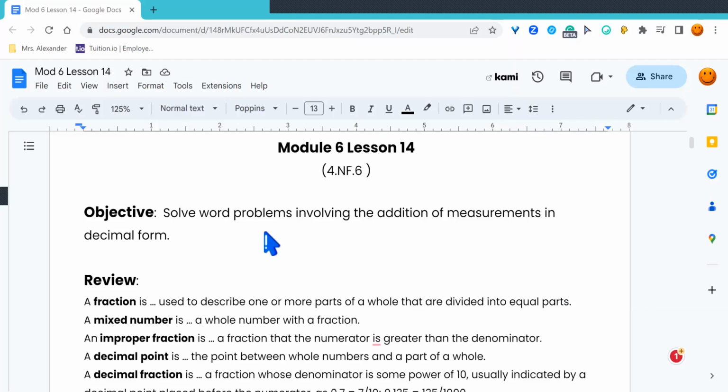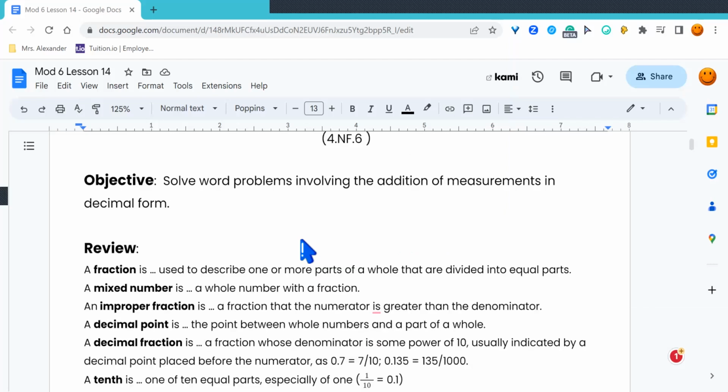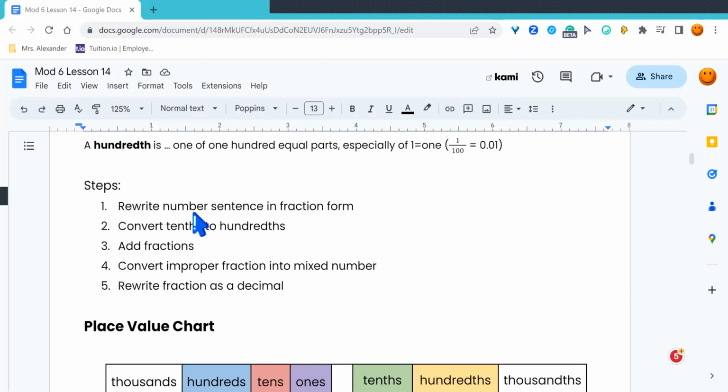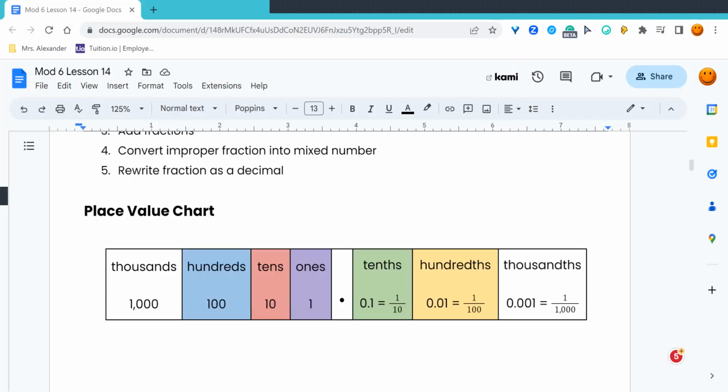Our objective today is solve word problems involving the addition of measurements in decimal form. So here are the steps. We're going to rewrite the number sentence in fraction form. We're going to convert tenths to hundredths. We're going to add the fractions, convert improper fractions into mixed numbers, and rewrite fractions as decimals. Here is our place value chart.